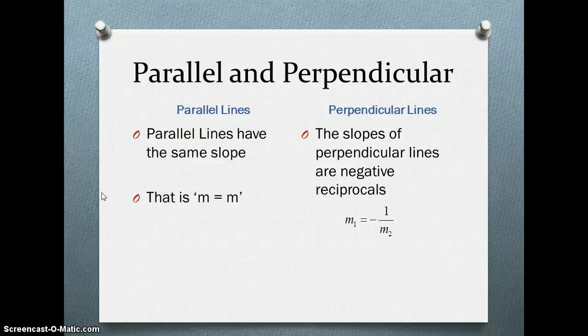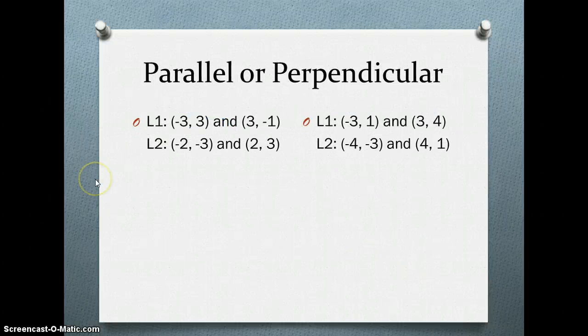So I have the reciprocal equal to the opposite of it. The other thing that we can think of with that is that m1 times m2 should be equal to negative 1. That's another way to think of it if that's a little bit easier. If you multiply the two slopes together and get negative 1, then it will be a perpendicular slope. And these should be our last two examples here. We're going to determine whether they are parallel or perpendicular.